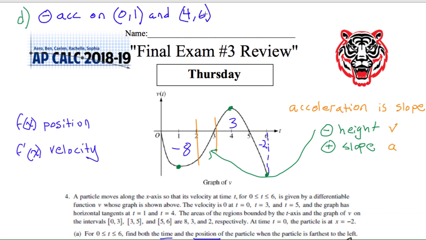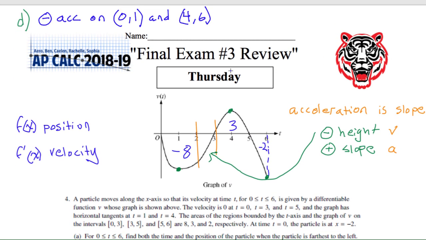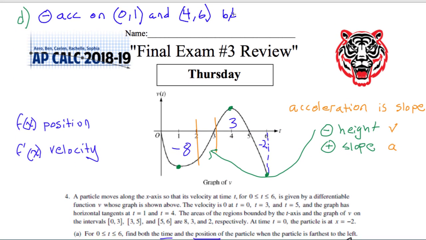And we do need to justify our answer. It says justify your answer. So our justification is because... and you can't use acceleration in your answer. I think one of you said, well, because the acceleration is negative.